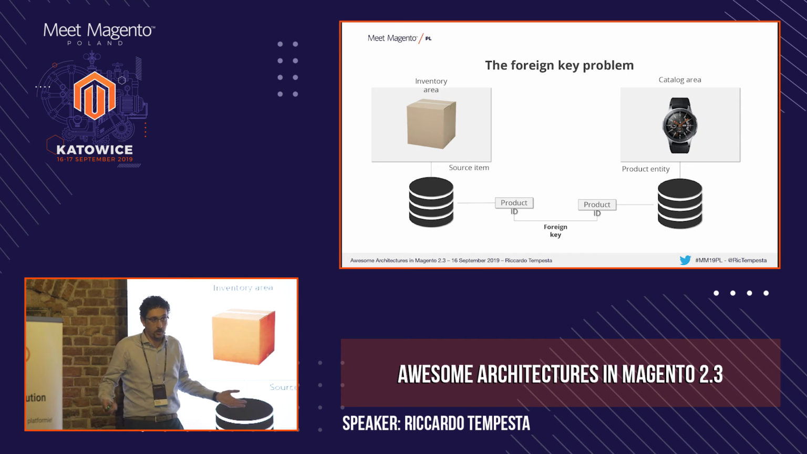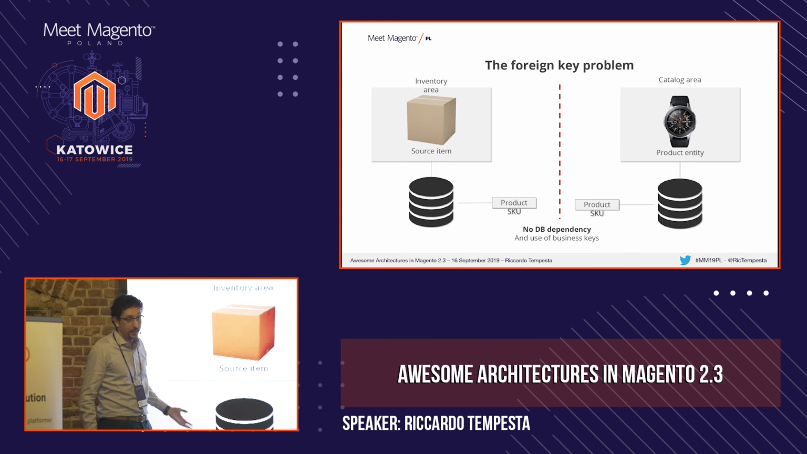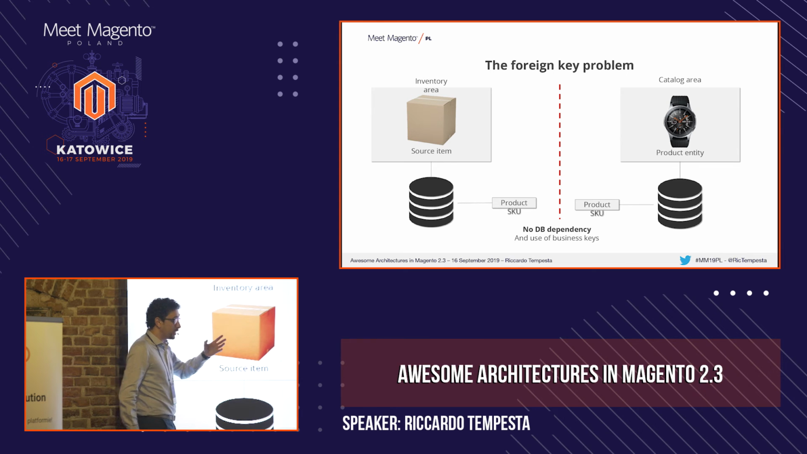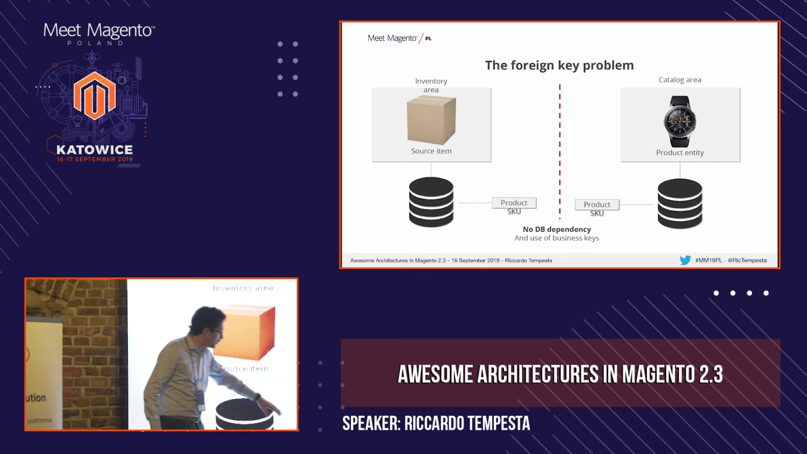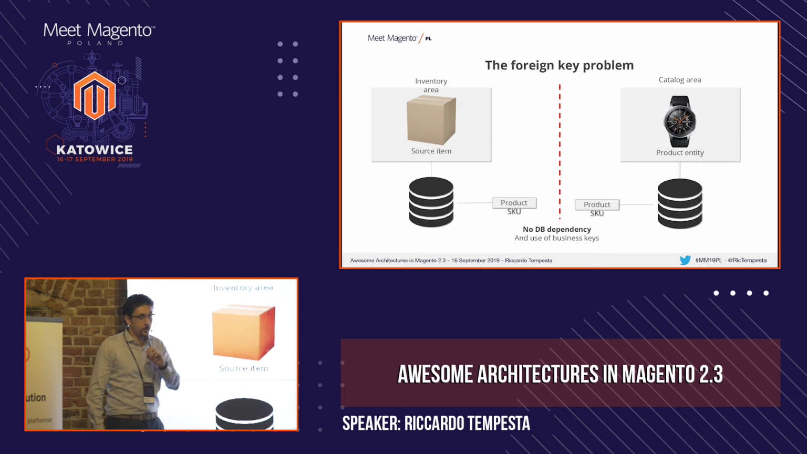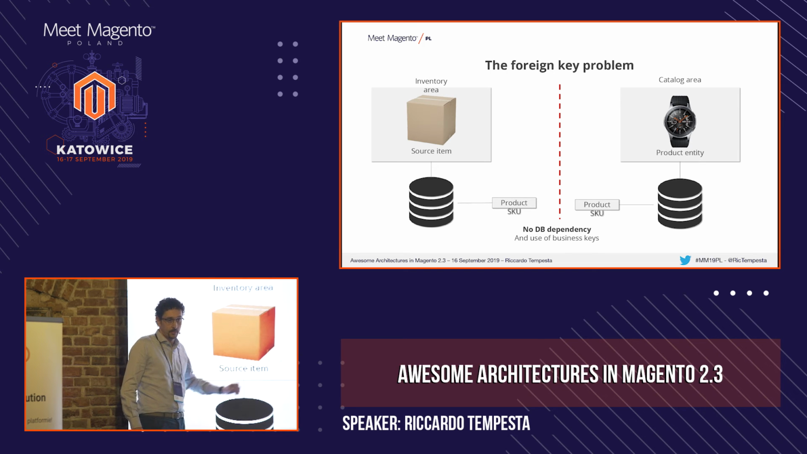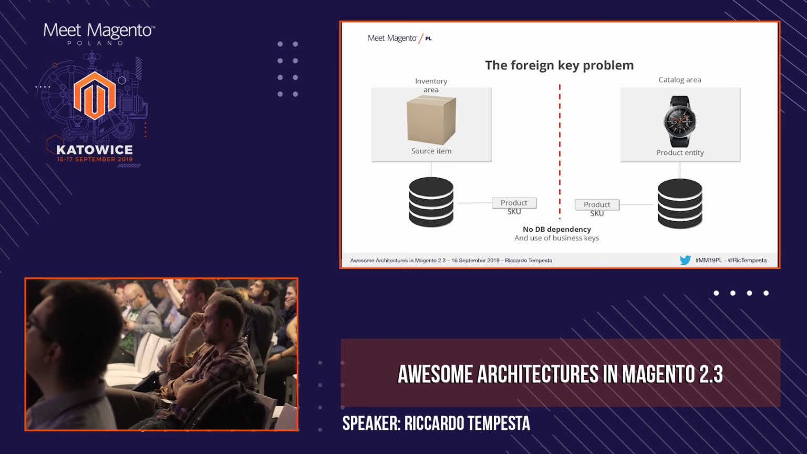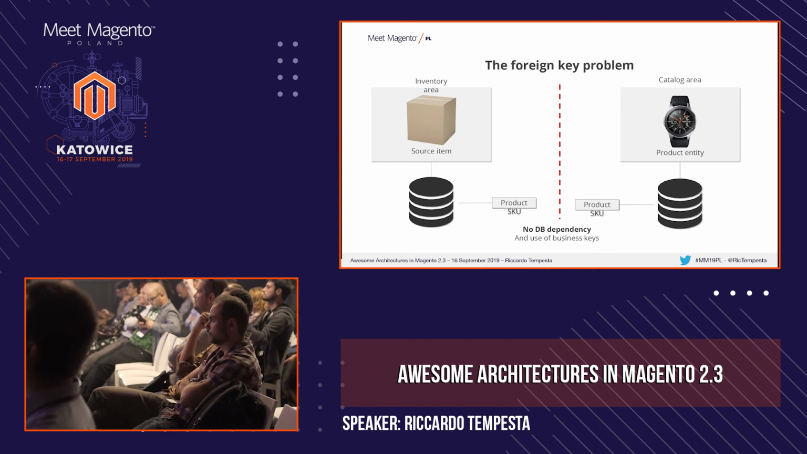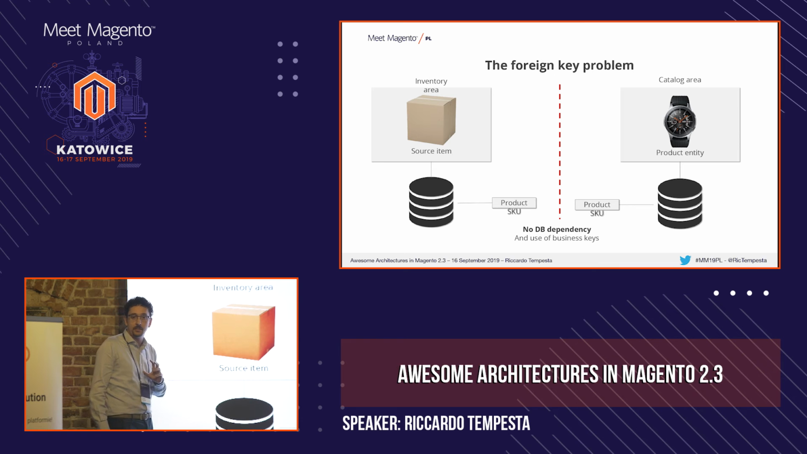So basically the solution is quite simple. Do not use foreign keys. But if you don't use foreign keys, we'll see later why, you will need to use this one, a business key. So no more one ID, but something that is a kind of speaking identifier. It's called a business key because the product SKU makes sense to identify the product, while the product ID is something that is only database related, so it's not business related.